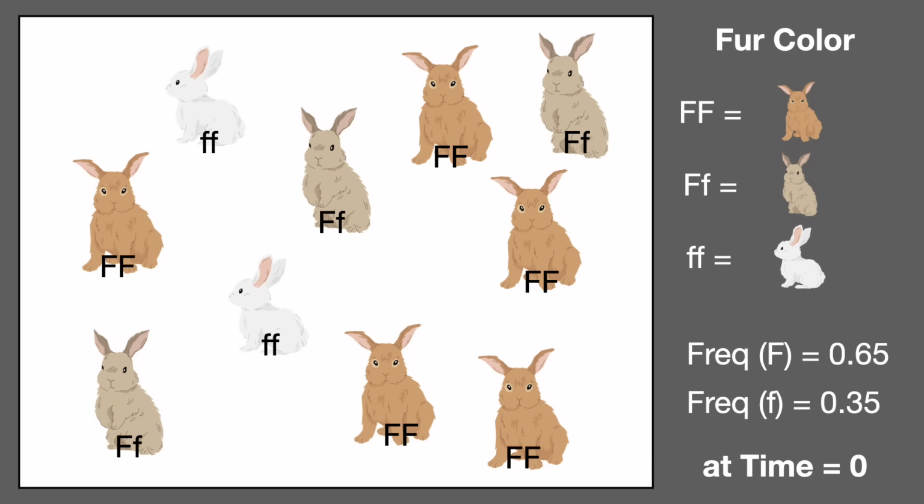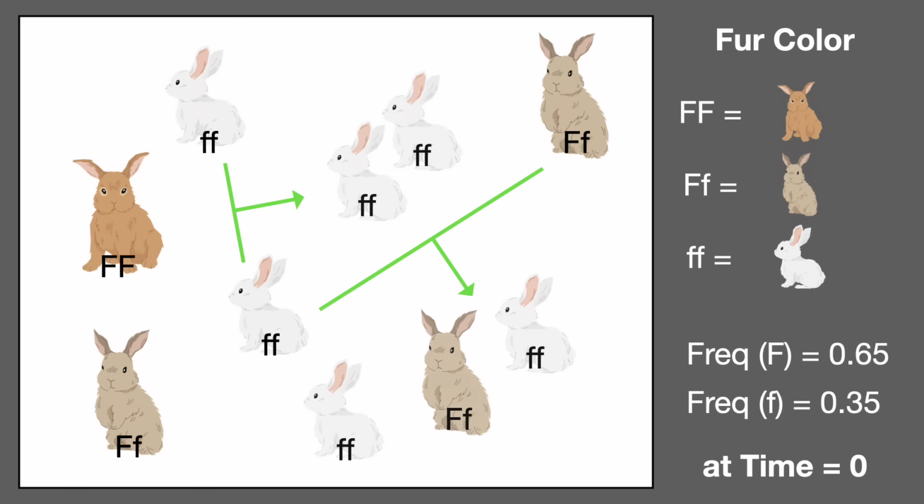Supposing that we have a snowy winter where the ground turns white, the advantages conferred to white rabbits would allow more of the little f carrying individuals to survive and reproduce, thereby increasing its frequency while simultaneously decreasing the big F allele frequency. Gene flow also makes sense.